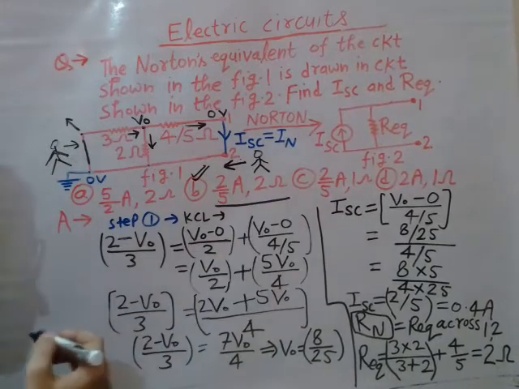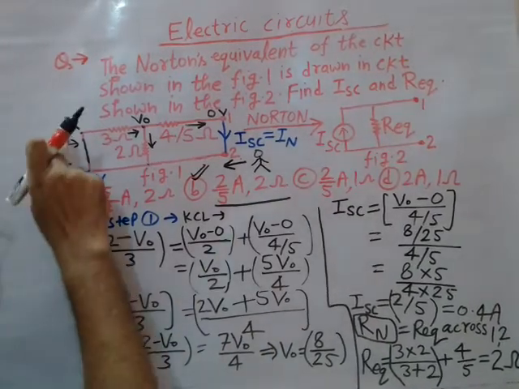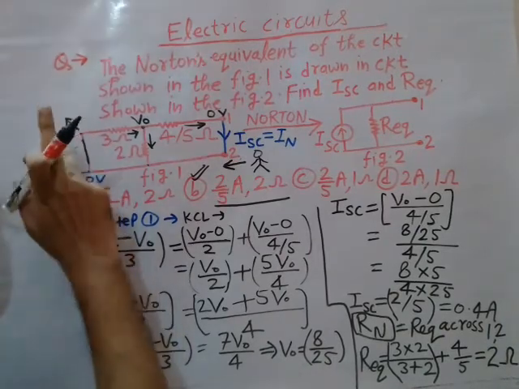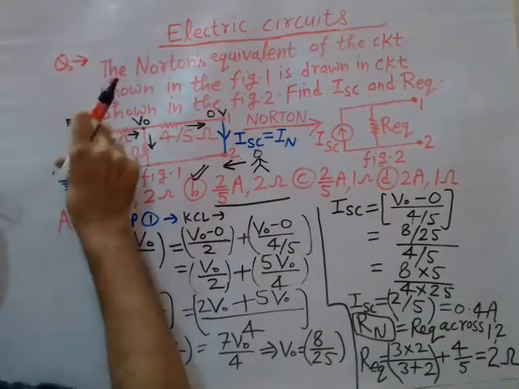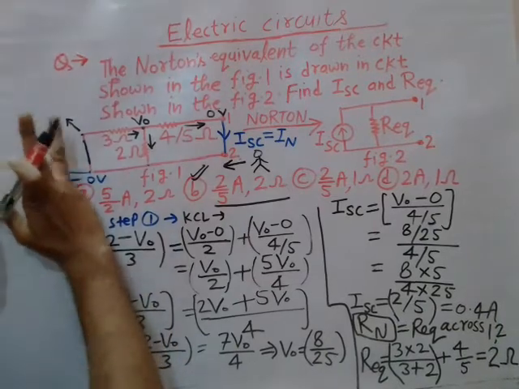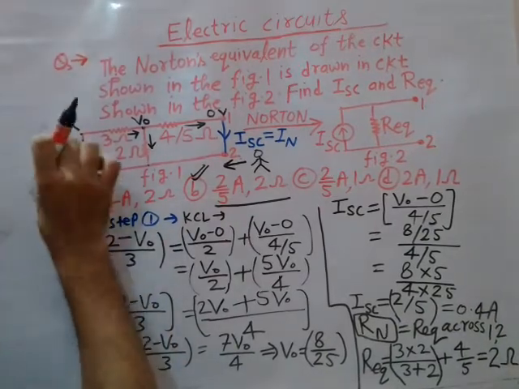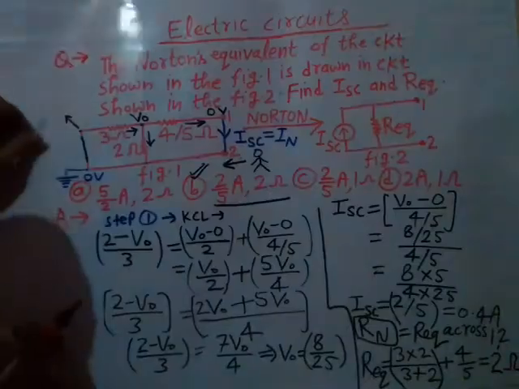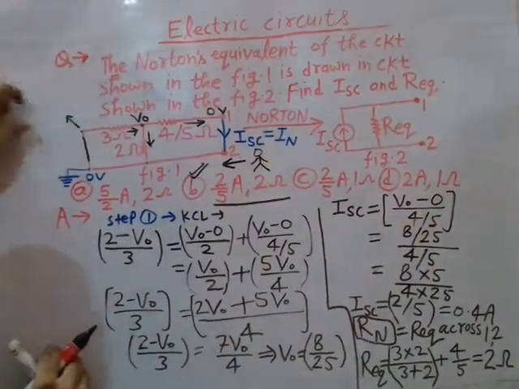He will give you this, right? He will give you the terminals across which you want to find out the Norton's or Thevenin's equivalent. It will be given in the question. So that's a point which you should remember. Alright?